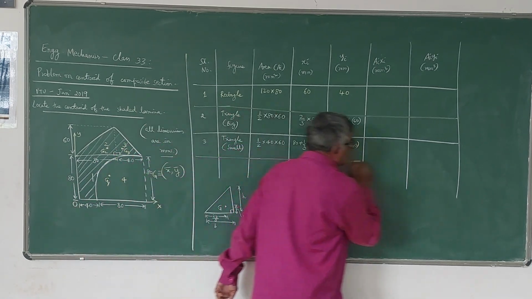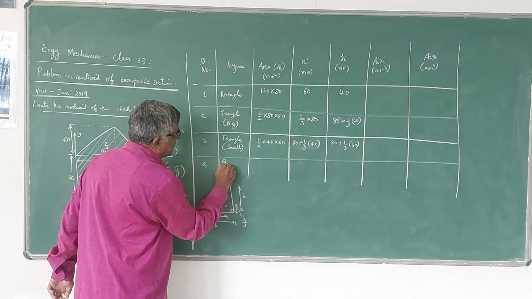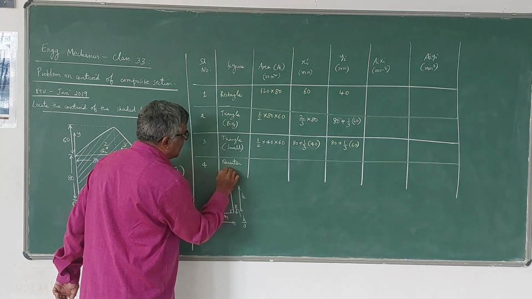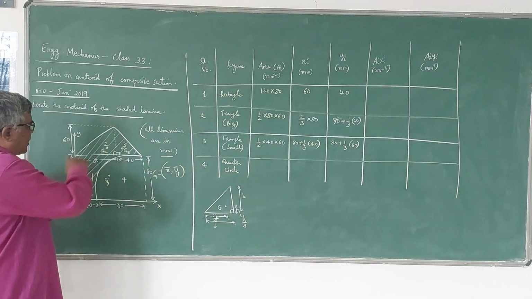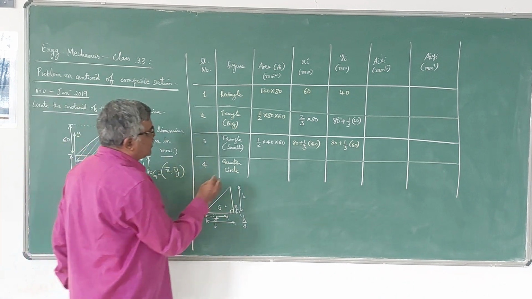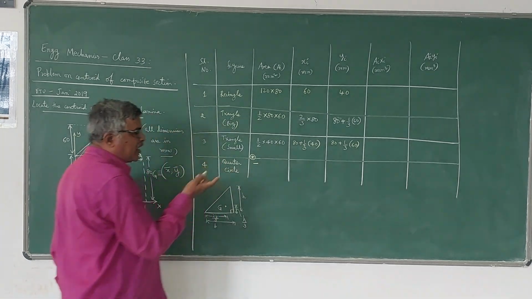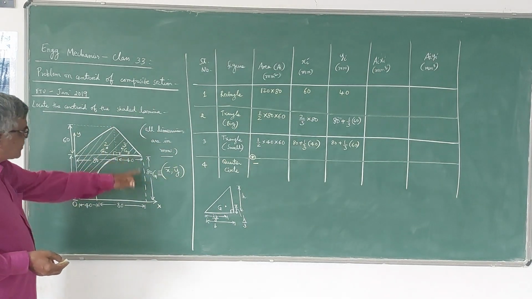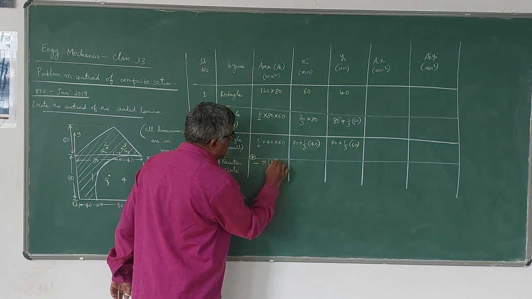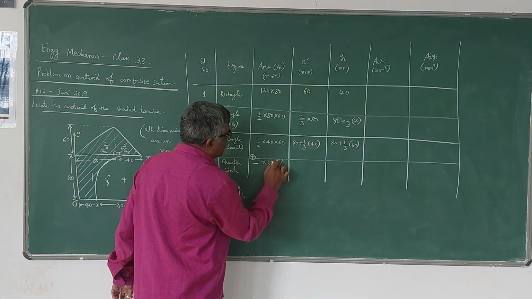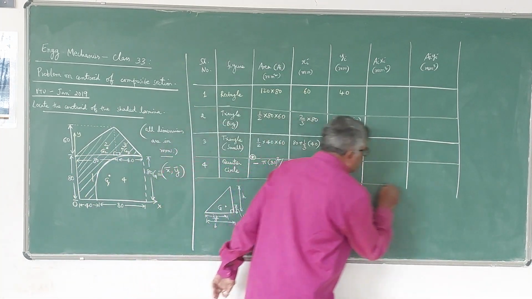Then the fourth one is the quarter circle. Please note that the quarter circle is a cutout portion or a hole. It is a hole removed from that total lamina. Therefore, this area is negative. So please note that the area is negative for a cutout portion. The area of the quarter circle is pi r square by 4. So pi into r is 80, so 80 square by 4. Please note that this is a negative value because it is a cutout portion. That is very, very important.